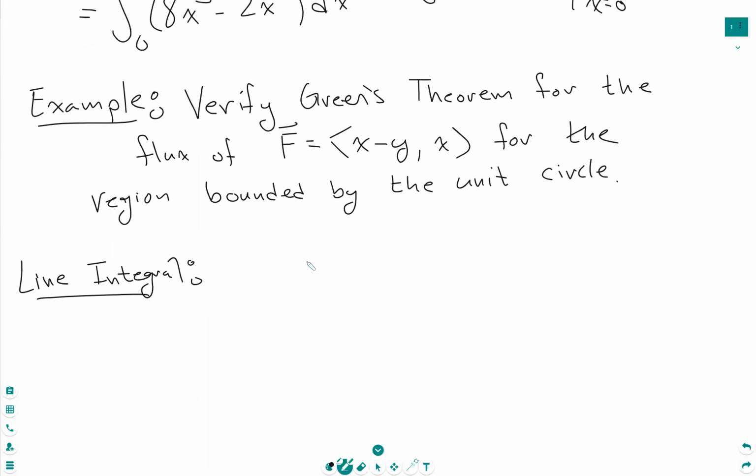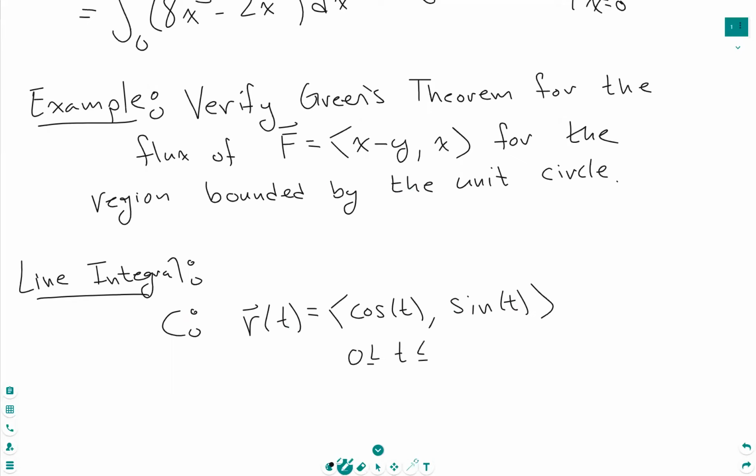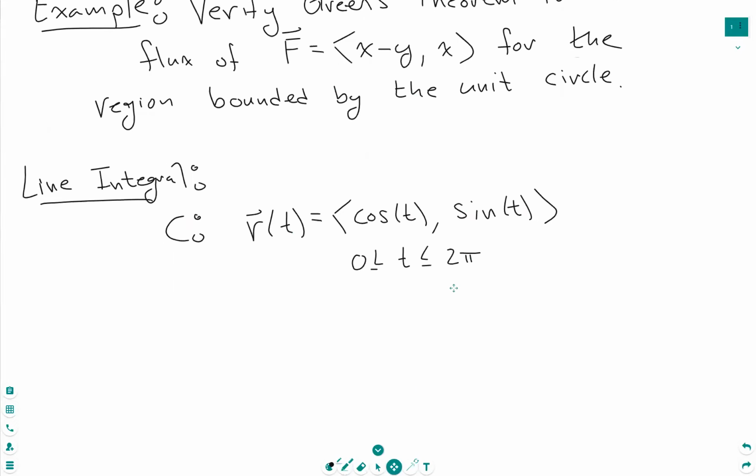In order to do the line integral, you should always think parameterization. So I think about the curve C that loops around this unit circle, and I want to parameterize that. There are a lot of ways to do this, but what I'm going to choose is a cosine of t and a sine of t, and I'm going to have t run from 0 to 2 pi. It's a perfectly natural parameterization for the unit circle.